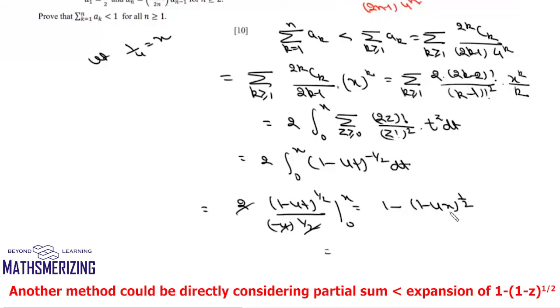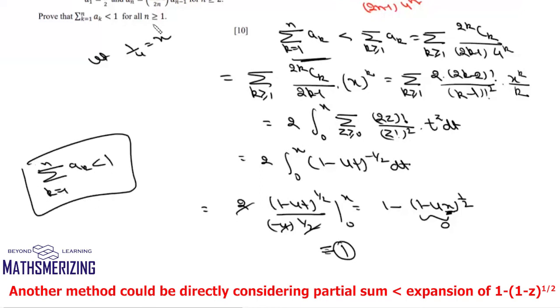Now here the value of x is 1 by 4, so this expression will be 0. The value of this summation will be 1. So from here we can say this summation, k varies from 1 to n of ak, is less than 1 for all n greater than or equal to 1. And that is the answer to this question.